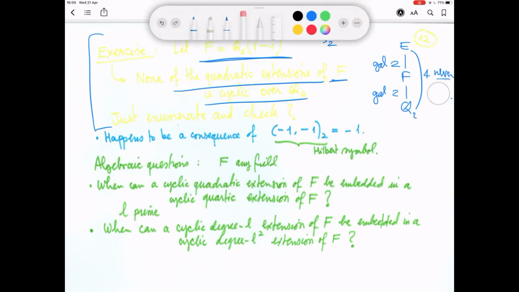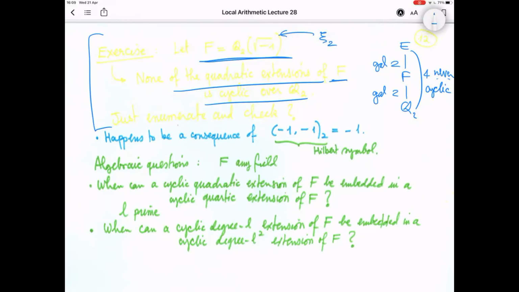What I'm saying is it's never cyclic. It can be Galois, of course. I mean, the Galois group could be Z mod 2 cross Z mod 2, but it cannot be Z mod 4. That is an exercise. And how does one prove such a thing? You just need to enumerate all the quadratic extensions of Q2 root minus 1 and just check that none of them is cyclic over Q2.